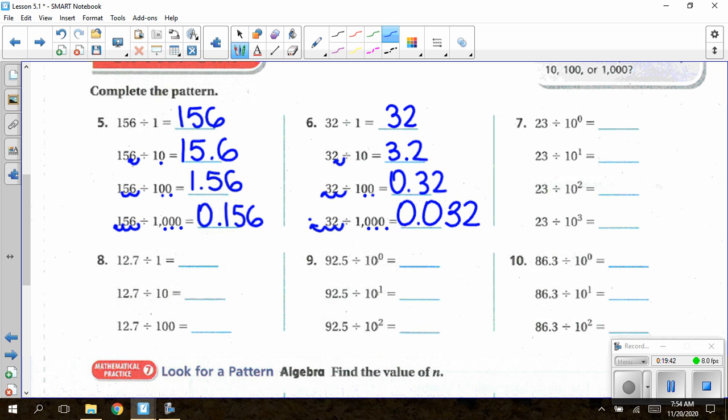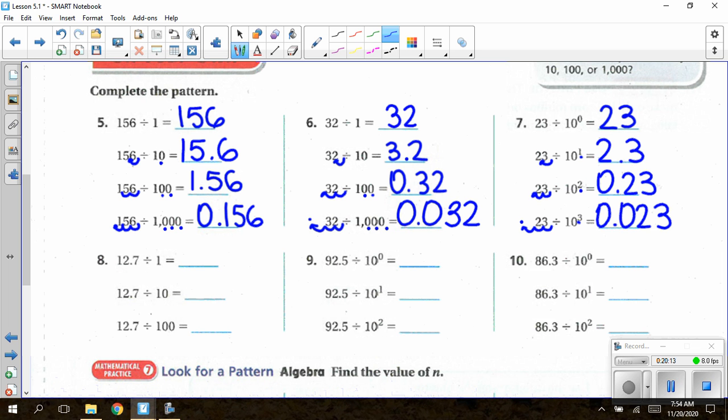Number 7, 23 divided by 10 to the 0 power is 23. Divided by 10 to the first power, 1 swoop to the left for 2 and 3/10. Divided by 10 to the second power is 2 swoops to the left for 23 hundredths. And divided by 10 to the third power, that again is 3 swoops to the left, a swoop that has nothing there, so therefore I do have to add a 0, so 23 thousandths.